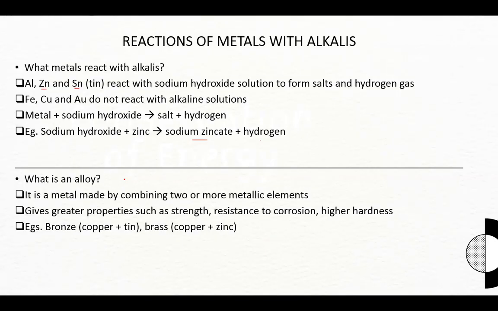So we'll get things like greater strength, greater resistance to corrosion, and higher hardness. It will be better for whatever we want to use it for. So, as an example, we have bronze, which is an alloy made of copper and tin, and brass, which is an alloy made of copper and zinc.